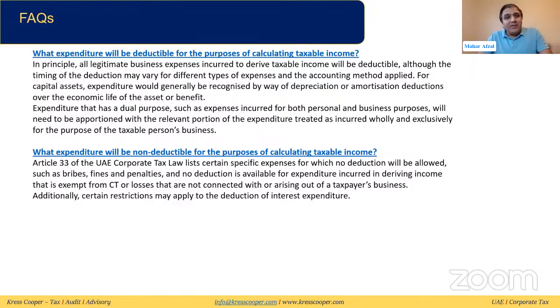So we can say in principle, they said legitimate business expenses incurred to derive taxable income will be deductible. You can go through this. I think this is the same thing, whatever we have already discussed.